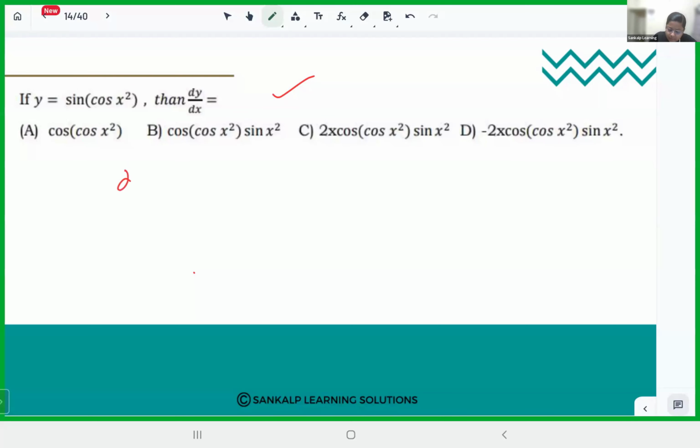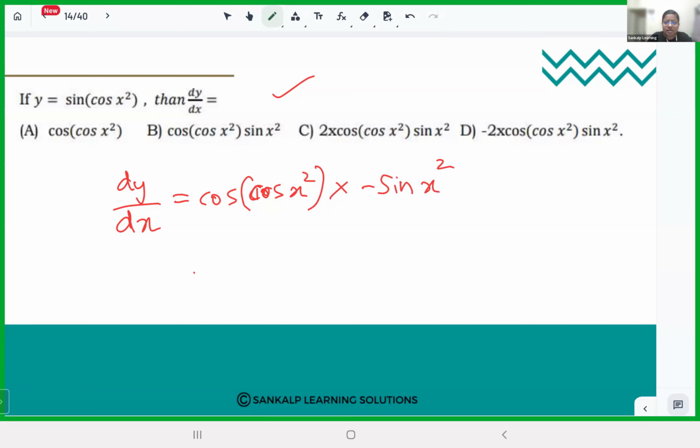So what is the derivative of sin x? It is nothing but cos x. But in the place of x, it is cos x square. So instead of cos x, it will become cos of cos x square. Right? So can we stop here? No, because we have to find out the derivative of cos x square, because we have assumed that function as x. Okay, so what is the derivative of cos x square? Here also the base function is cos. So the derivative of cos x is minus sin x, but in the place of x it is x square. So you have to write minus sin x square.